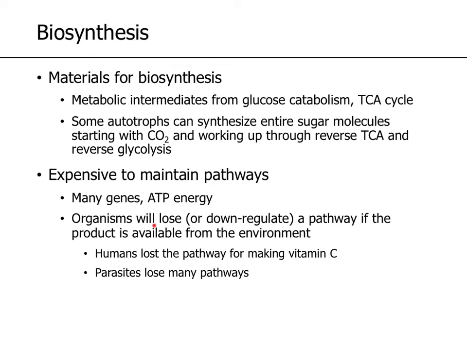And so they will either lose or downregulate a pathway if the product is available from the environment, because it's going to cost way more for them to have to turn on the genes and make those proteins to be able to make all these components than if they can just steal it from somebody else, if it's already given to them. And so examples of lost pathways: in humans, we've lost the pathway for making vitamin C because we get it elsewhere, and then also in the case of parasites, so parasites lose many pathways because they are essentially living off of their host, right?